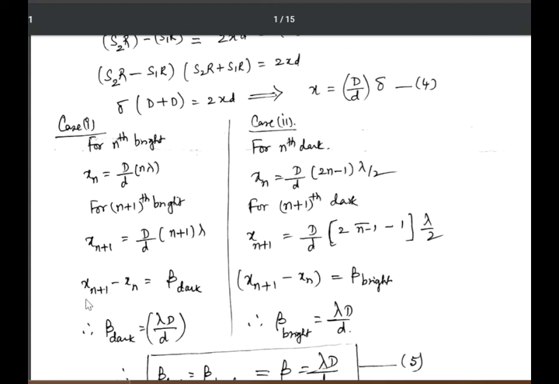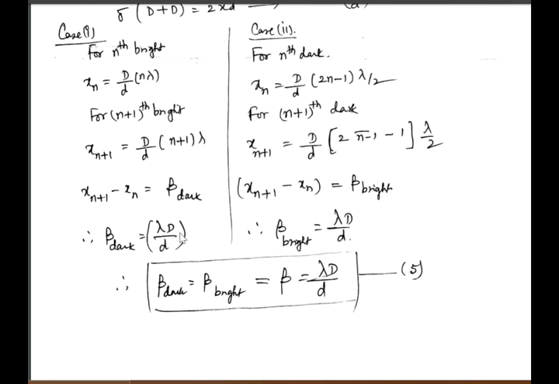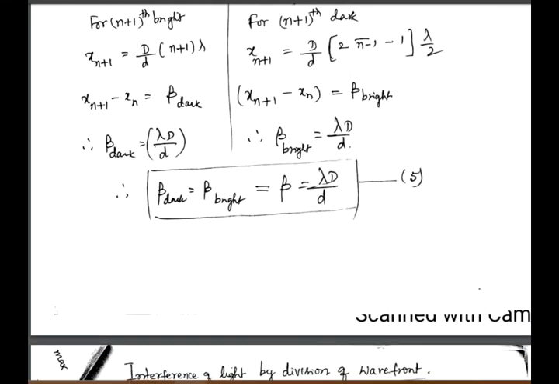So now xn plus 1 minus xn. If you take the difference between two consecutive bright fringes, you will get the width of a bright fringe. So if you substitute for xn and xn plus 1, on simplifying, we get beta bright is equal to lambda D by small d.